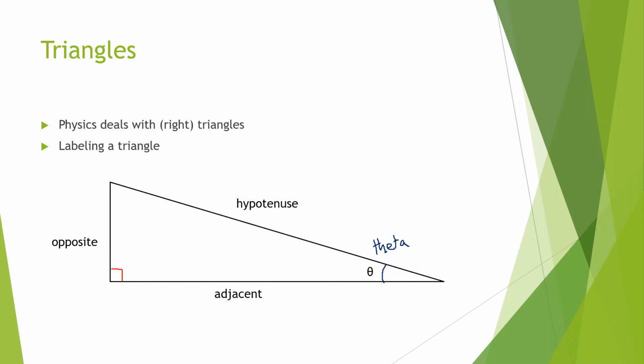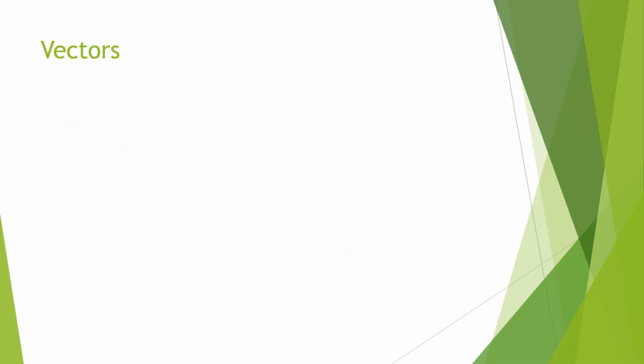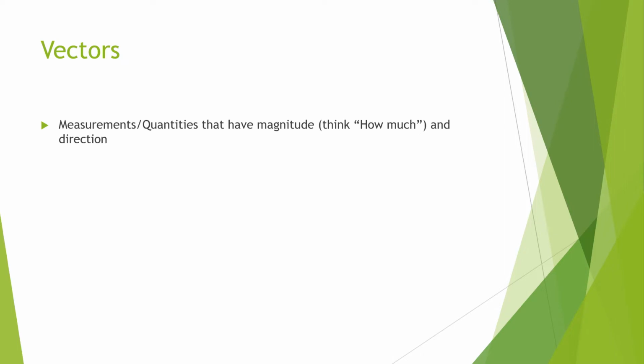Now let's take a look at vectors. Vectors are measurements or quantities that have both magnitude, and we can think of that as how much, and a direction. And we represent those by arrows and angles. So we can see here an arrow. Now you'll also notice this part right here. This helps us get our reference angle. If we don't have a full coordinate system labeled, that's what we do to show where our reference angle is.